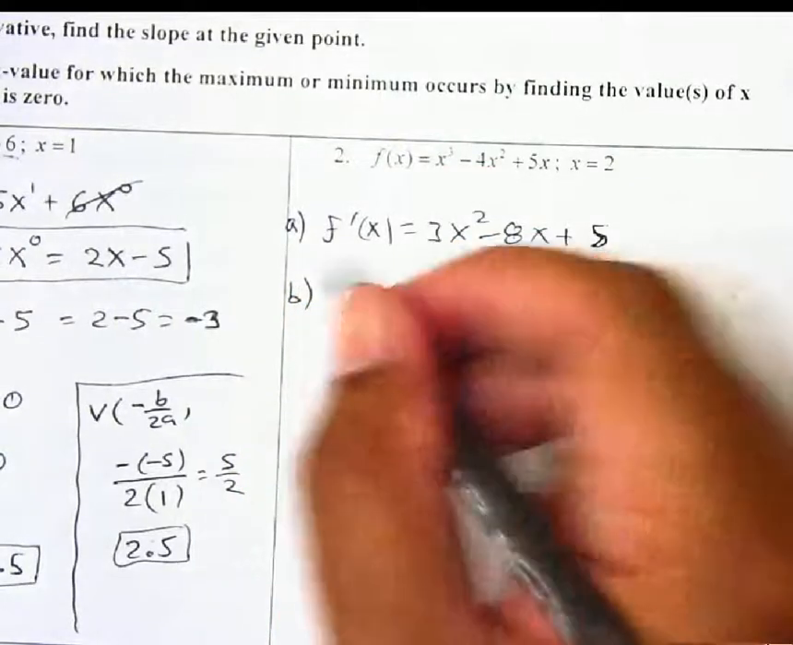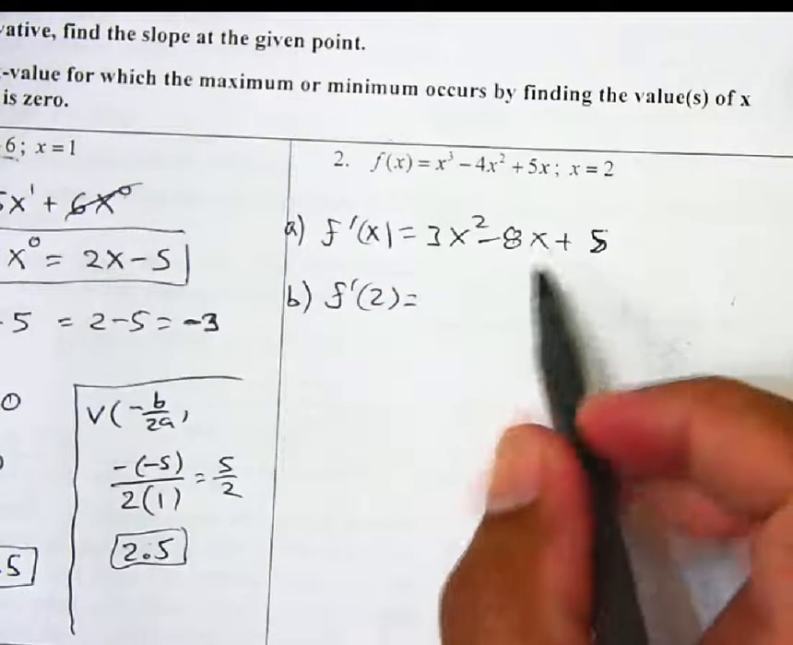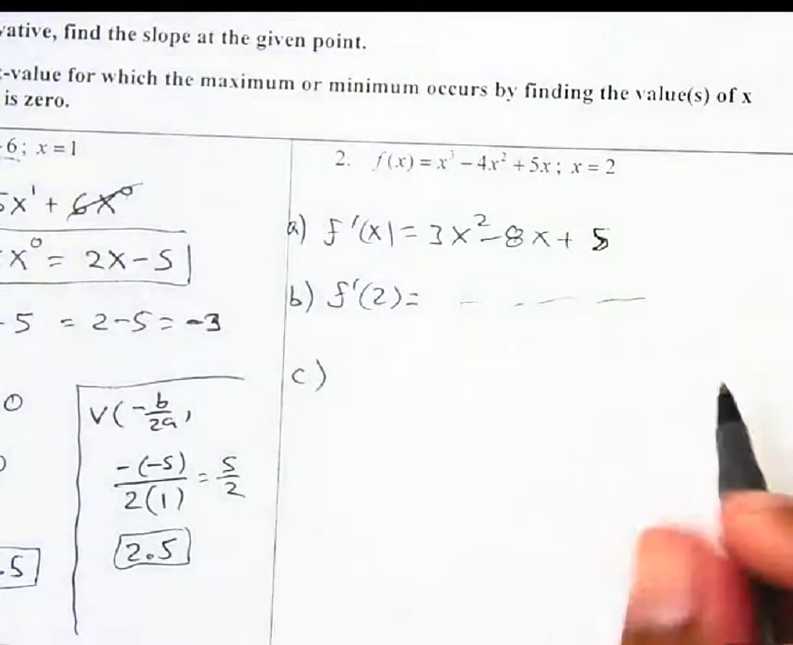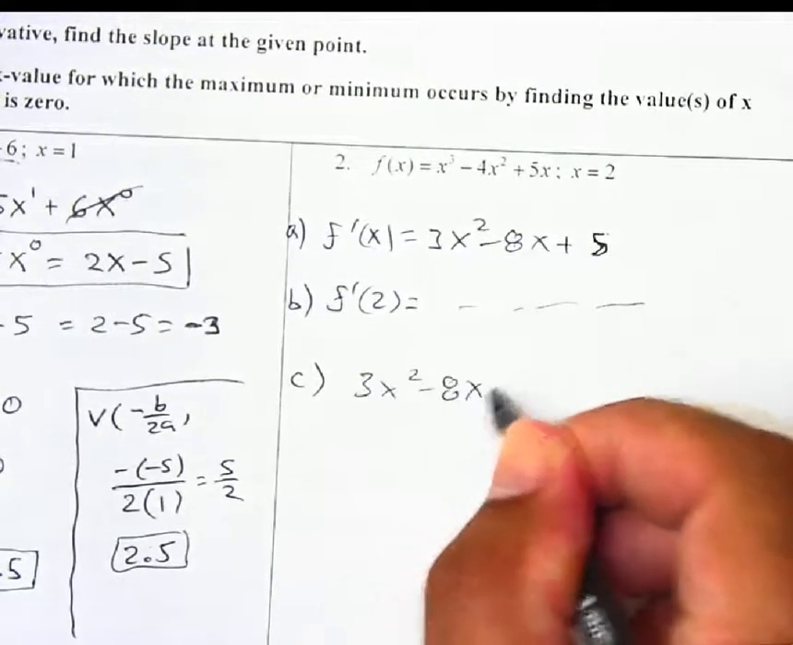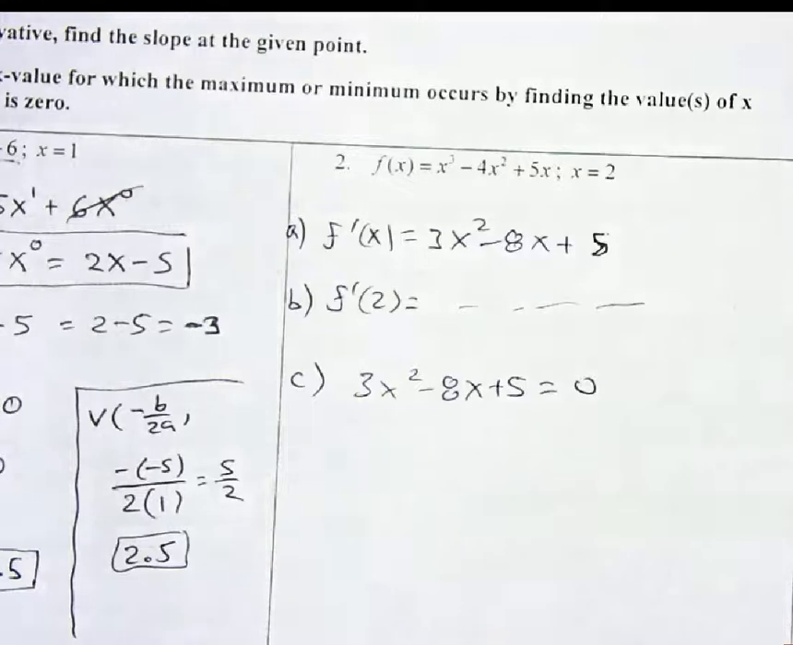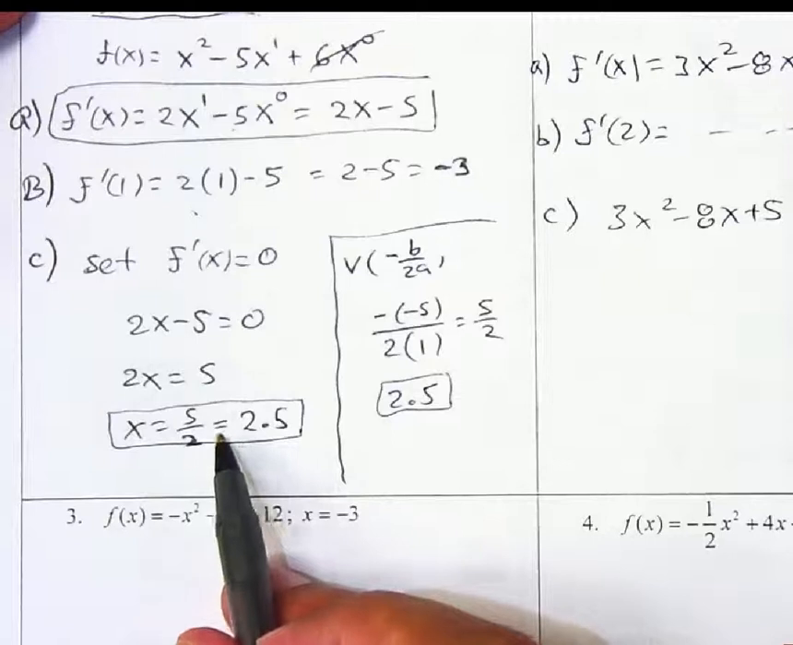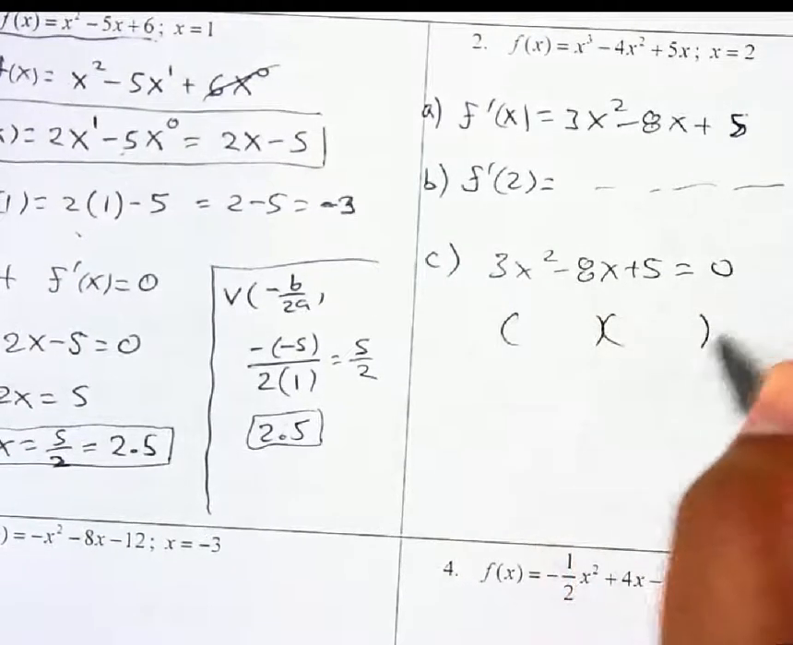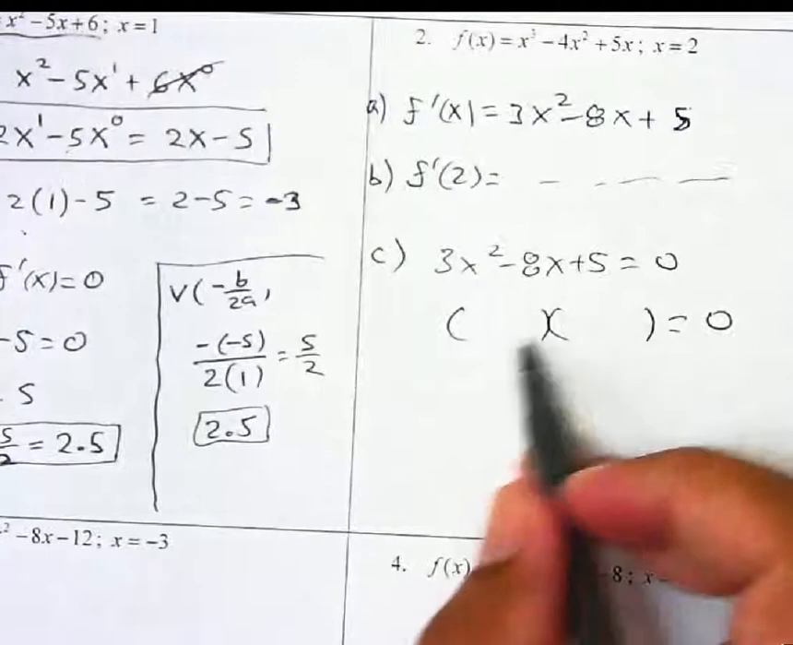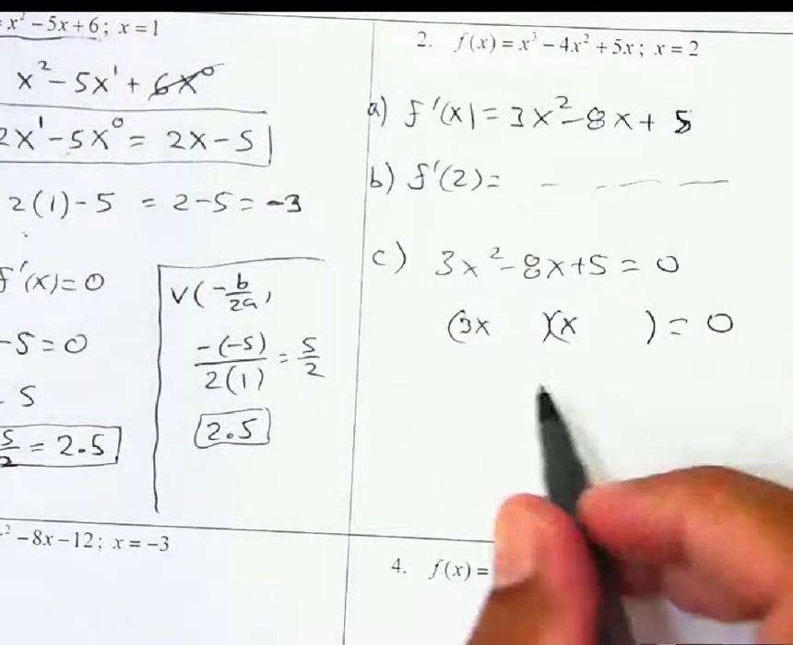Part B, we find f prime of 2, and you can just plug the 2 into the x's and work it out. Part C, we go back to the derivative and set it equal to 0. Okay, well, in solving this, we're not going to get the single answer that we got over here. We're going to get 2 answers because it's a quadratic. And if we can factor it, you will see what the 2 solutions are going to be.